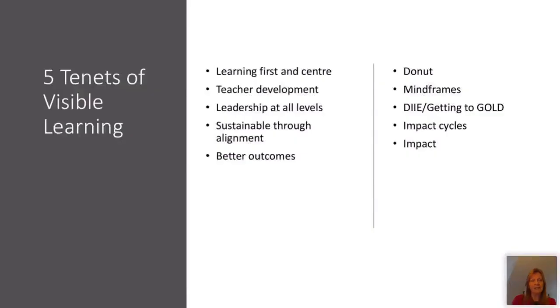Okay, I'm going to tell you today a little bit about that visible learning process that Professor Hattie talked about with Stephen a couple of weeks ago. We talked about the 5 tenets of visible learning, and those tenets were on the left: the learning first and centre, the importance of teacher development, leadership at all levels, how we make this process sustainable, and how we ultimately get better outcomes for our learners. And today what I'm going to do is take you through that by the 5 things that are on the right-hand side of the slide. So we're looking there at the donut, the mind frames, the die model and getting to gold, the impact cycles, and what impact looks like for our learners.